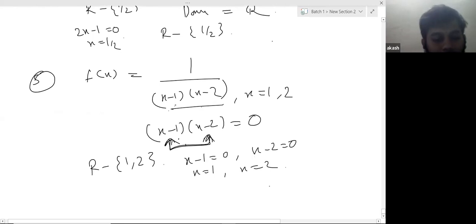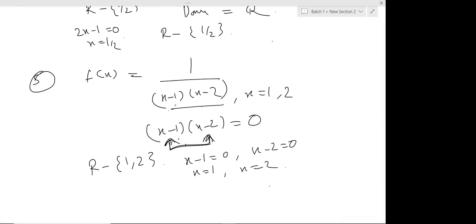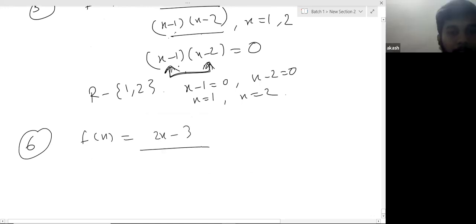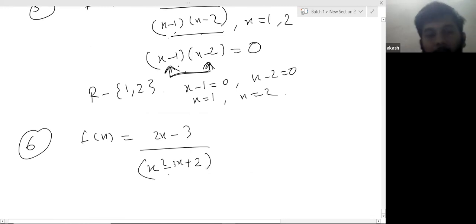Gautam, clear? Yes, sir. All right. f of x equals (2x minus 3) upon (x square minus 3x plus 2). Try to solve this one. I'll give you 2 minutes.